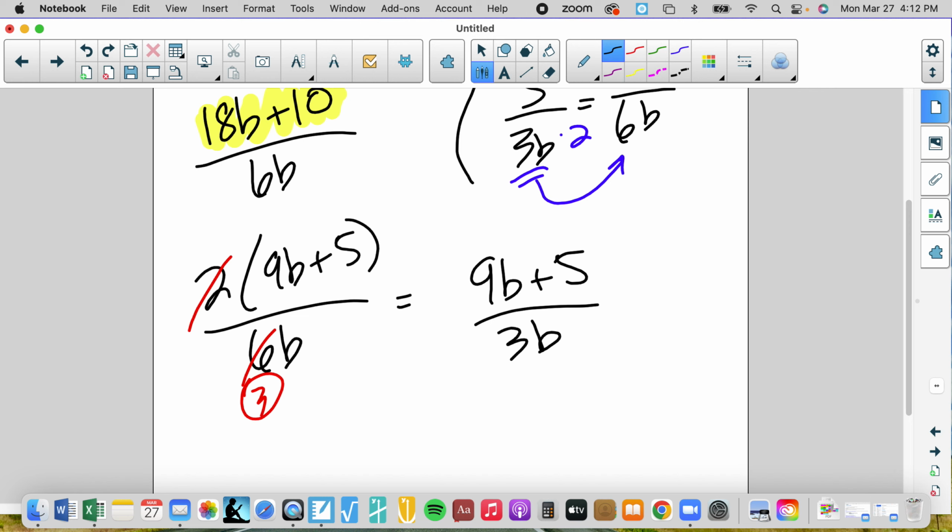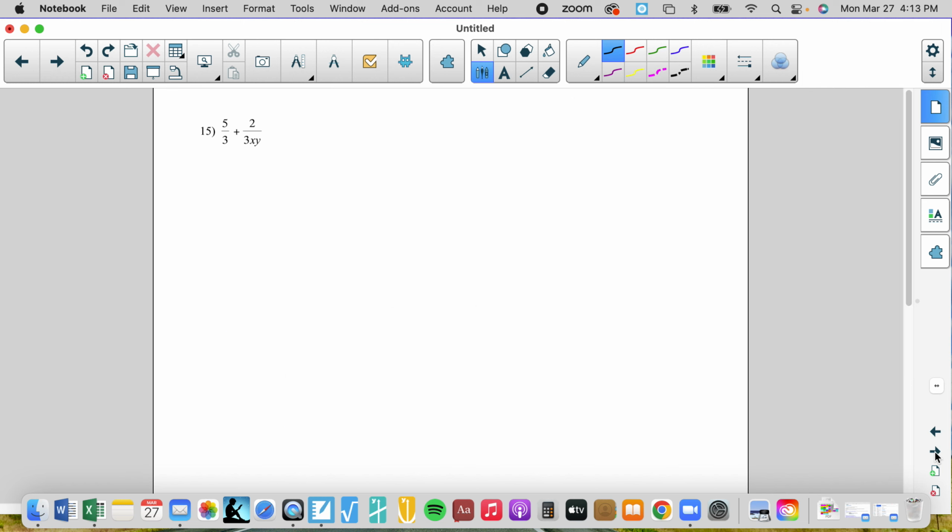Don't forget that b. Just because you've canceled the coefficient doesn't mean that you forget about the variable. These b's cannot cancel. The 9 and the 3 can't cancel because it's not being multiplied. There's a 5 being added to the 9b, and we can't cancel the 9 and the 3 or the b and the b.